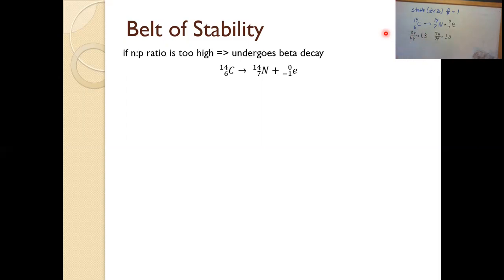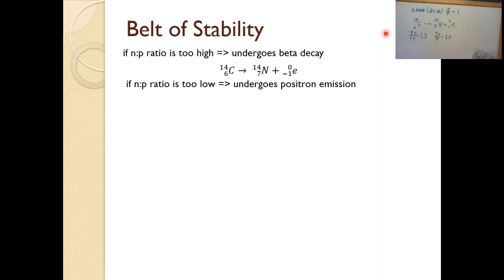So carbon-14's ratio of neutrons to protons relative to what should be stable is too high. So in order to reduce that ratio, it emits a beta particle. As we saw in the last lesson, when a beta particle is emitted, a neutron becomes a proton, and therefore that reduces the numerator by 1 and increases the denominator by 1, thereby reducing this ratio.